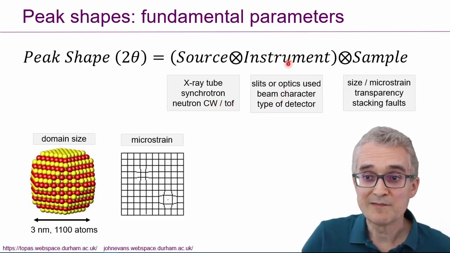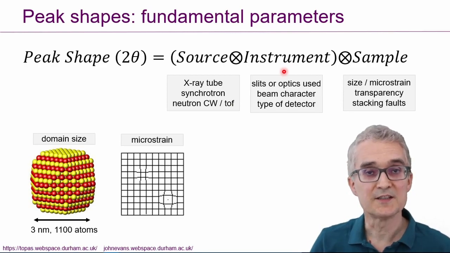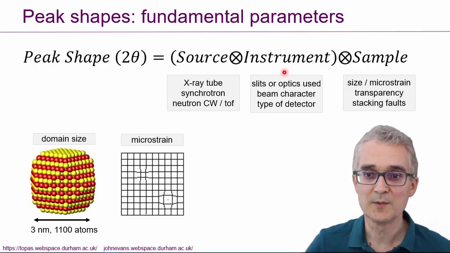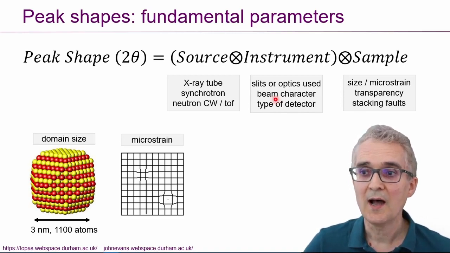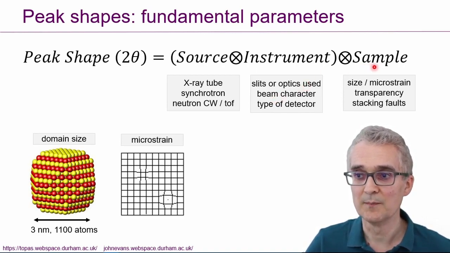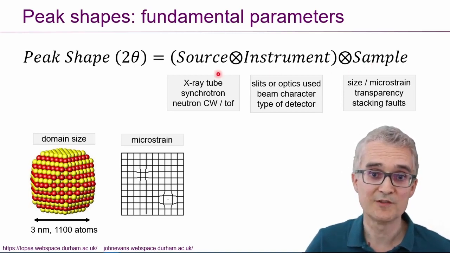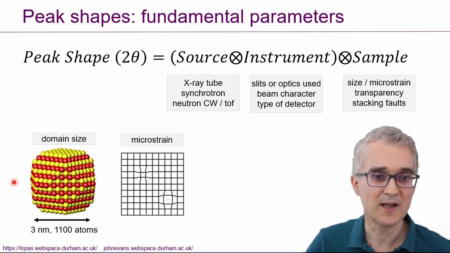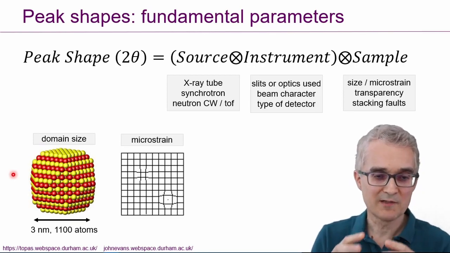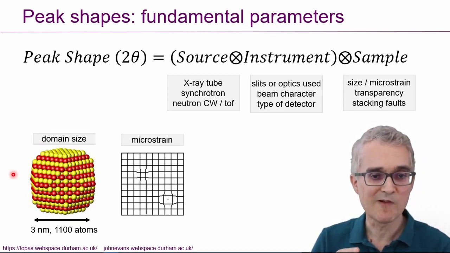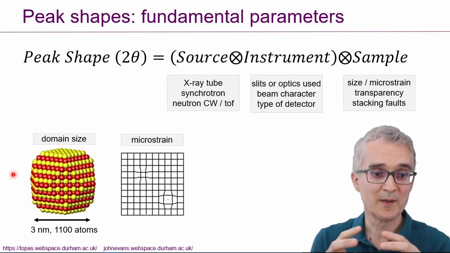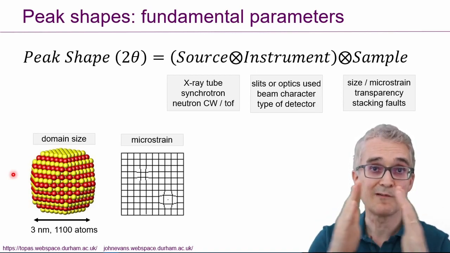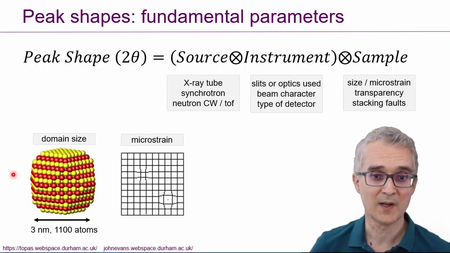There'll be contributions from the instrument, so it could be the slits or the optics that we use in a lab diffractometer. There will be contributions from the type of detector that we're using, and there'll also be contributions from the sample. Two of the most important contributions from the sample are these cartoons in the bottom left. The coherent domain size giving rise to the diffraction pattern will influence the peak shape. So if you have very small domains, for example in a nanoparticle, you get very broad peaks in a powder diffraction pattern. Also, microstrain gives rise to peak broadening.